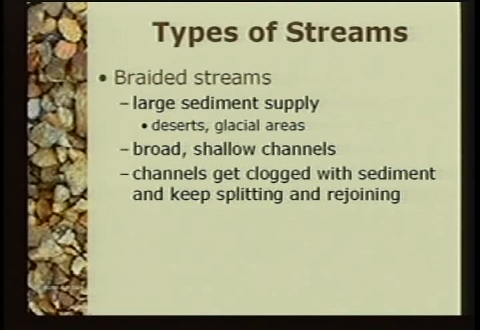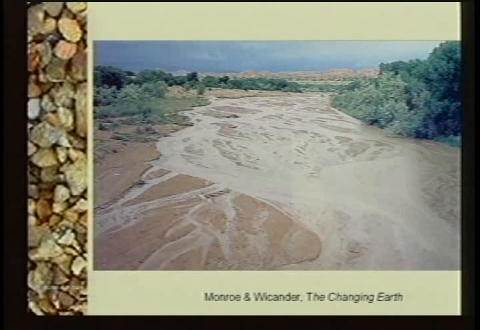Okay, so braided streams, we have a large sediment supply. This happens in deserts and in glacial areas. The channel is very broad and very shallow. We don't have carved out channels like we do in a fluvial system. And because the water is transporting so much sediment, the channels keep getting clogged with sediment and they split and they rejoin. Let's look at a photograph of that.